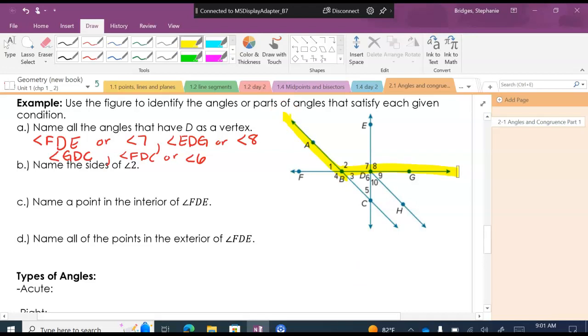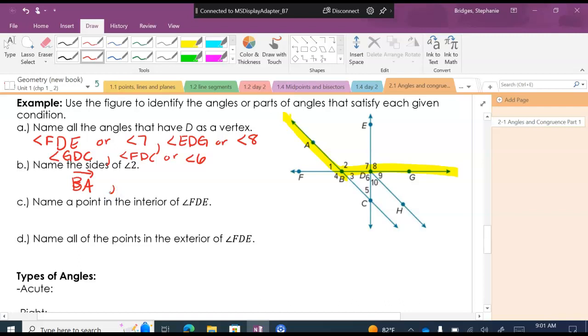Does everybody see angle 2 that I highlighted? Okay, what's the endpoint? What's the vertex there? B. So give me the top side. It would be B, what? A, okay. And we're going to put that ray symbol above it.